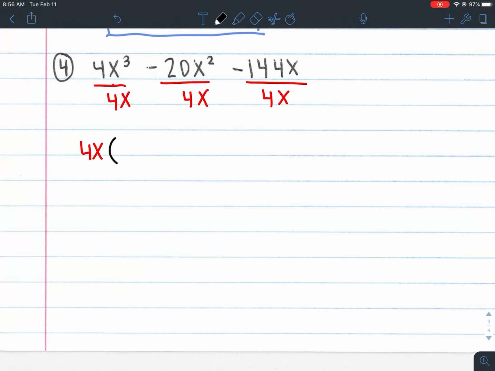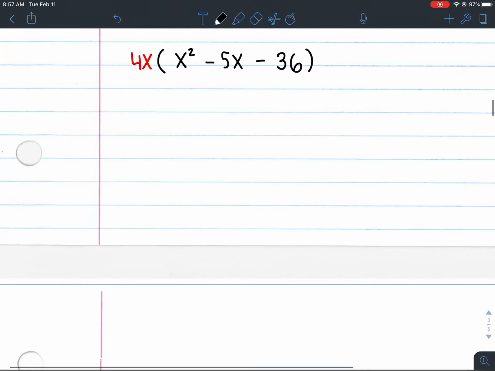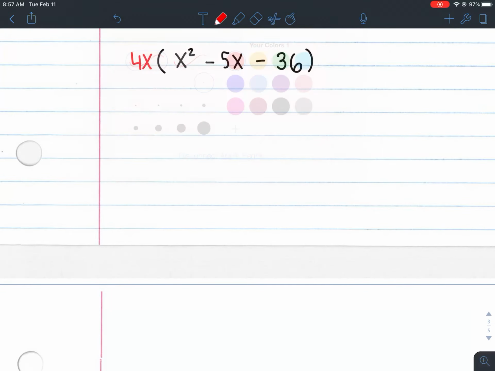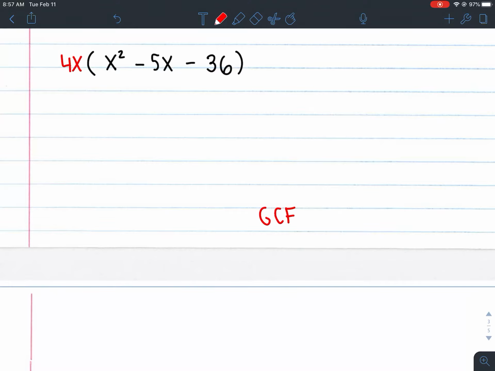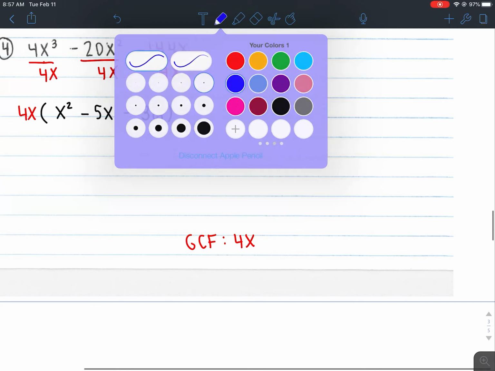And then we're going to put our leftovers on the inside. So 4 divided by 4 is 1. And if I have x cubed and I divide out an x, then I have x squared left, minus 5x. And then this is going to be minus, I'm not 100% on what that is. 144 divided by 4 is negative 36. And those x's will cancel each other. All right, so again, make a note to yourself that you do have a GCF of 4x, okay? Because if you write your final answer and you forget about it, you're going to be missing a very, very crucial piece.